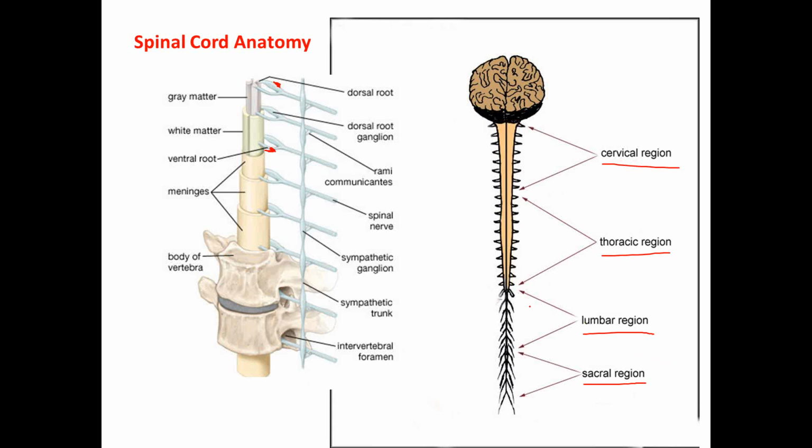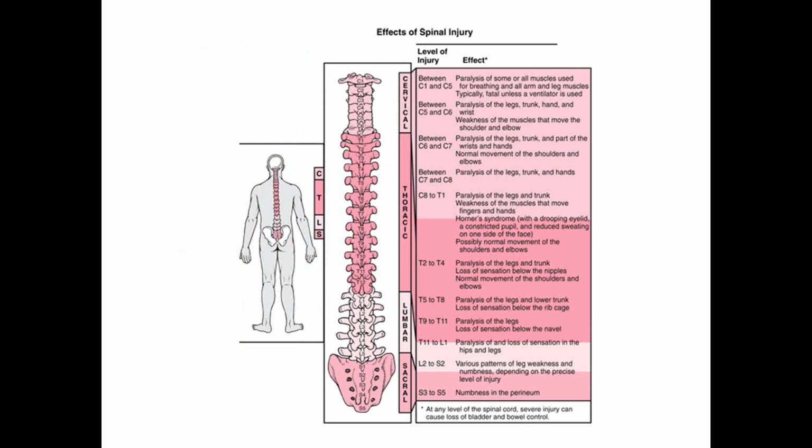Next diagram adds a little bit more complexity. Because what this diagram is showing you is quite a neat little diagram. It's showing you how all these different parts you can see over here, cervical, thoracic, lumbar, and sacral. This is showing you the effects of injury on these parts of the spine.